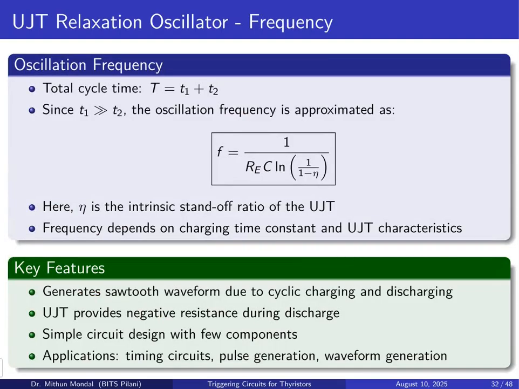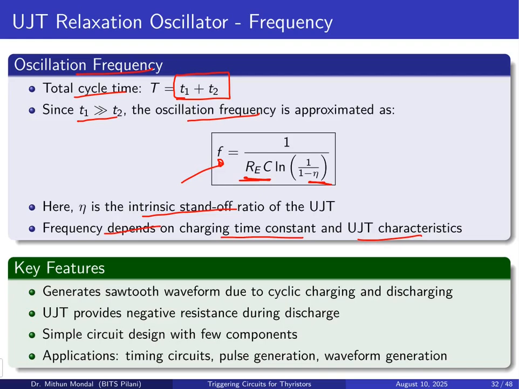When we talk about the oscillation frequency, the total cycle time T is given by the summation of these two time periods, t1 plus t2. Since the time t1 is much greater than t2, the oscillation frequency can be approximated by this expression, where eta is the intrinsic standoff ratio of the UJT. The other parameters are the emitter resistor and the capacitor. So the frequency will depend upon the charge time constant and the UJT characteristic.